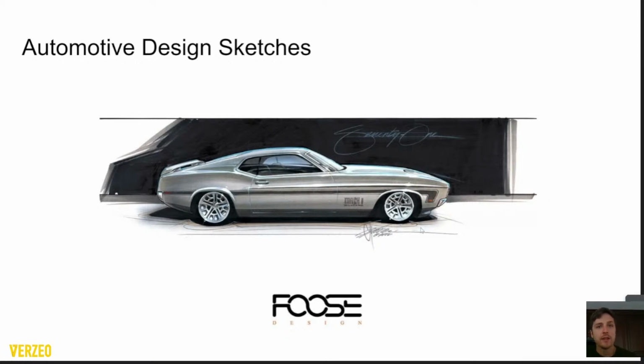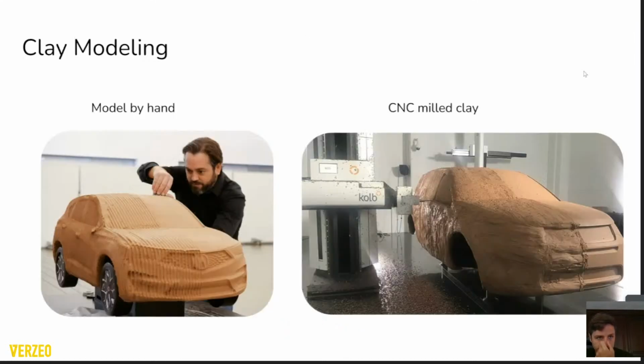So then after they do this, there's multiple ways that they can go forward. They can either scan this into the computer, or they could start sketching digitally in the computer, which is usually what happens. They set some dimensions to it. But then after they do that, you actually have to create this thing with clay. You have to get a 3D sense of the vehicle. So clay modeling first, usually you model it by hand.